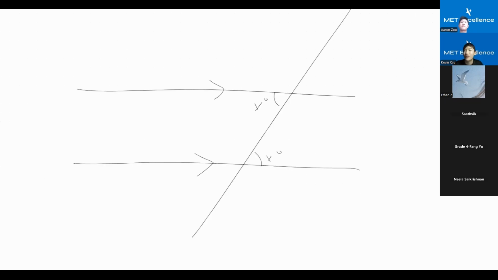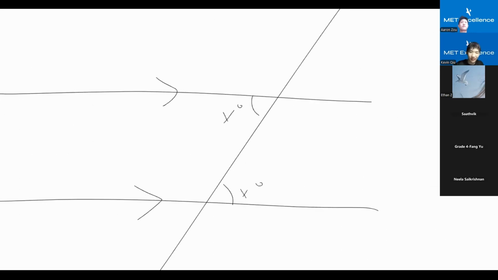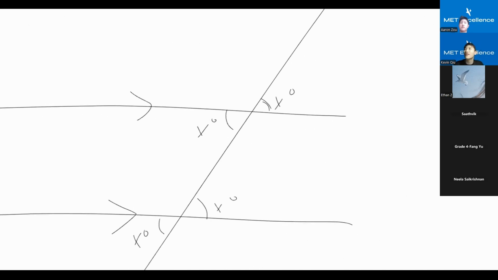So, wait, let me see if I can remember the proof for this. So essentially how you do this would be, yeah, the vertical angles are the same as well. That's true. But how you would do this is, I don't think I'm allowed to use triangles yet.